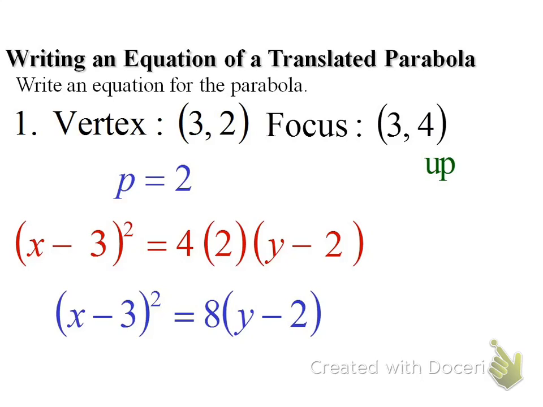Now, some people feel tempted to distribute that 8. When you distribute the 8, we no longer can very quickly tell where the vertex is, so I would not distribute the 8. I would leave it factored out. The 8 represents our 4P, so if you divide it by 4, you could easily see that P is 2, and you know right where your vertex is.